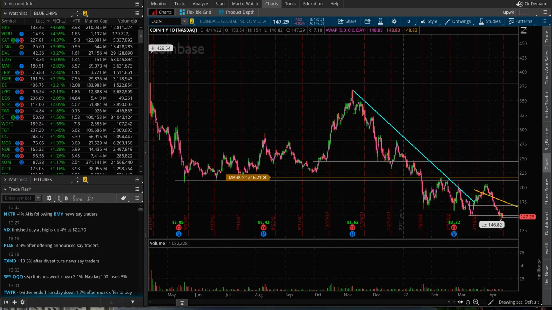Coinbase going to $100. All right, this is a big statement, but let's have a look at what's going on with this name. All-time high ever since it went public, 429. Current market price, on Thursday it closed at 147. You guys can see this is a daily chart of the stock.